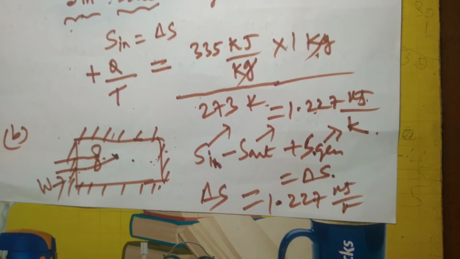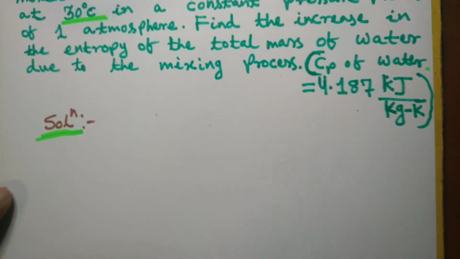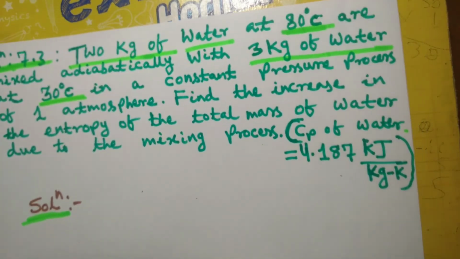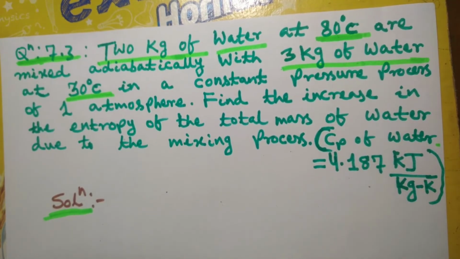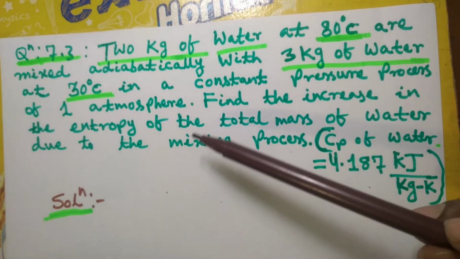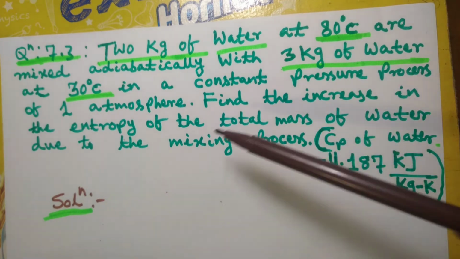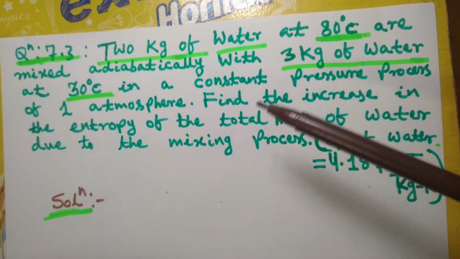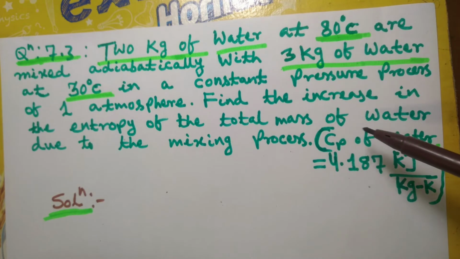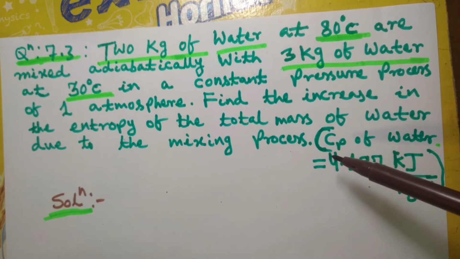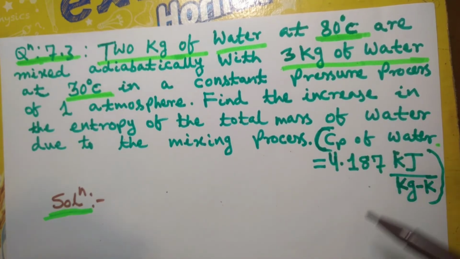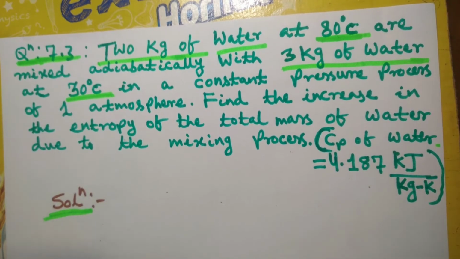So next question, question number 3, is like this. 2 kg of water at 80 degrees Celsius are mixed adiabatically with 3 kg of water at 30 degrees Celsius in a constant pressure process of 1 atmosphere. Find the increase in the entropy of the total mass of water due to the mixing process. Cp of water is 4.187 kilojoule per kg Kelvin.